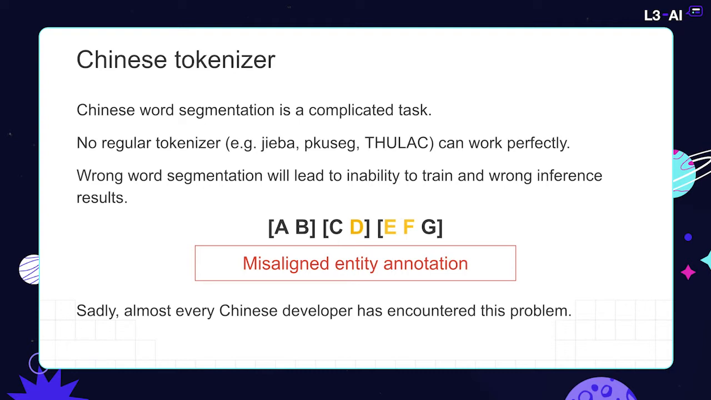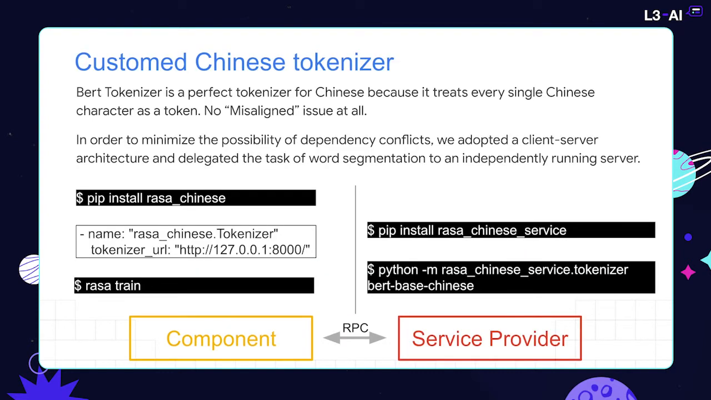Wrong word segmentations will lead to worse results and will cause such an issue called misaligned entity annotation. And sadly, almost every Chinese developer has encountered this problem. So we decided to make our own custom Chinese tokenizer.